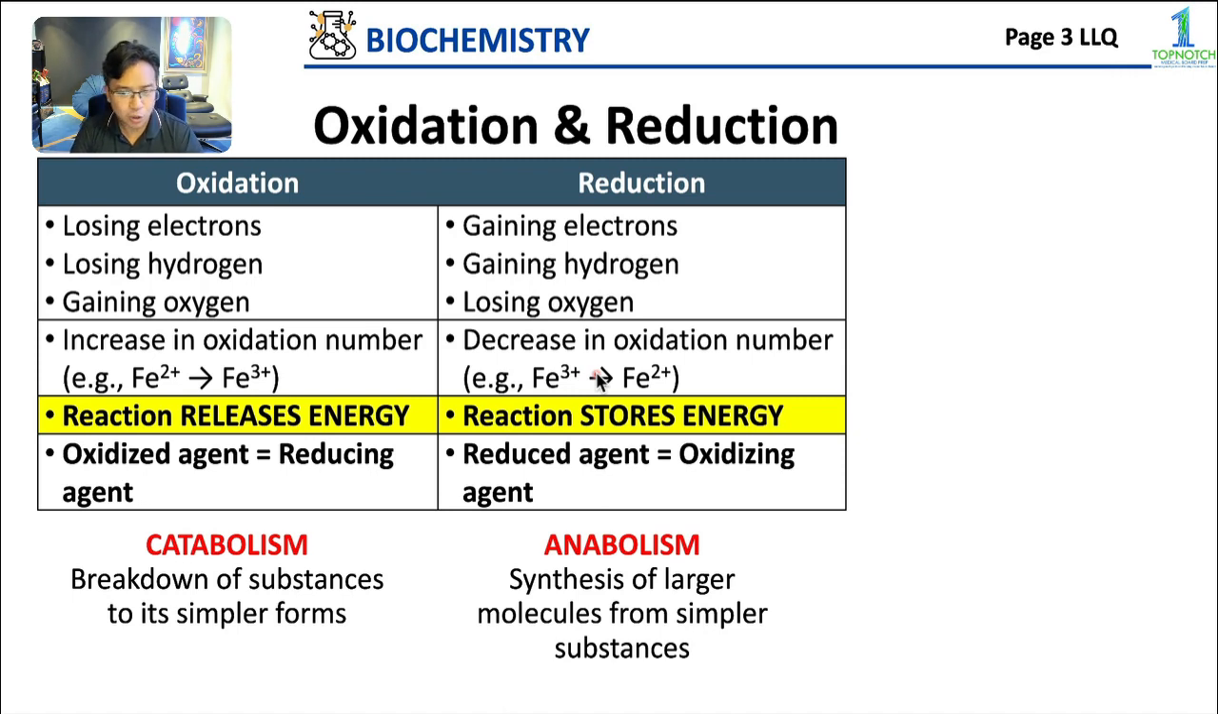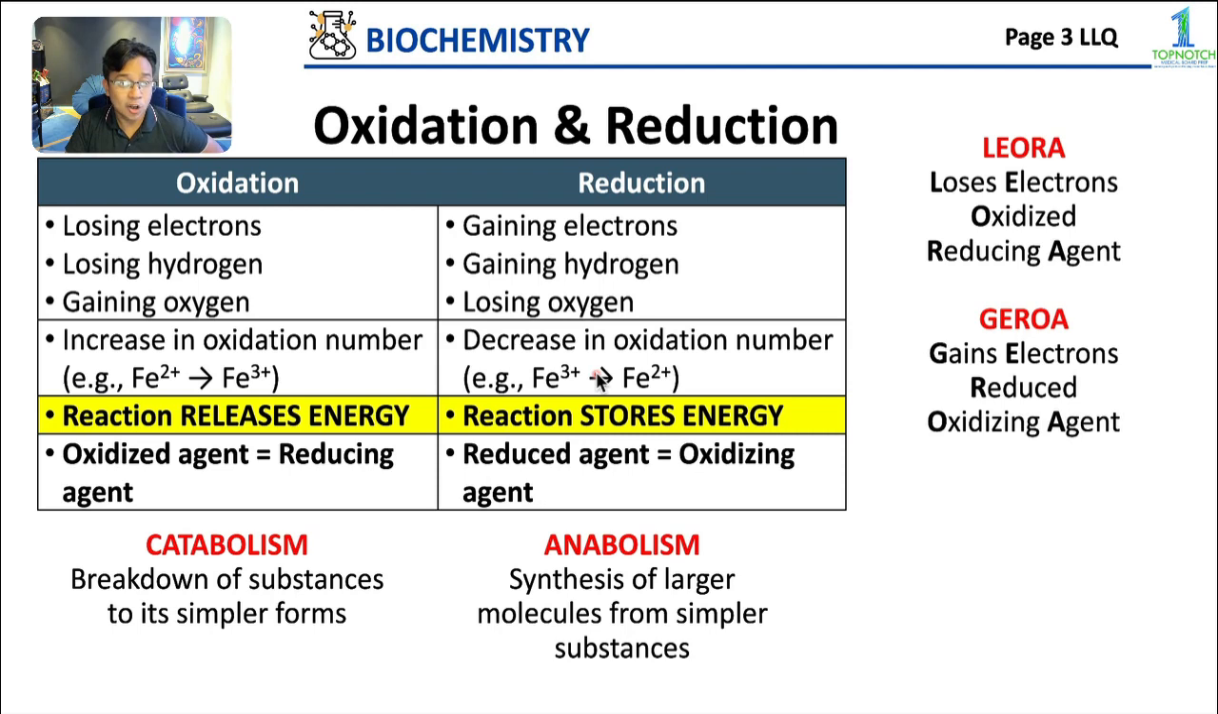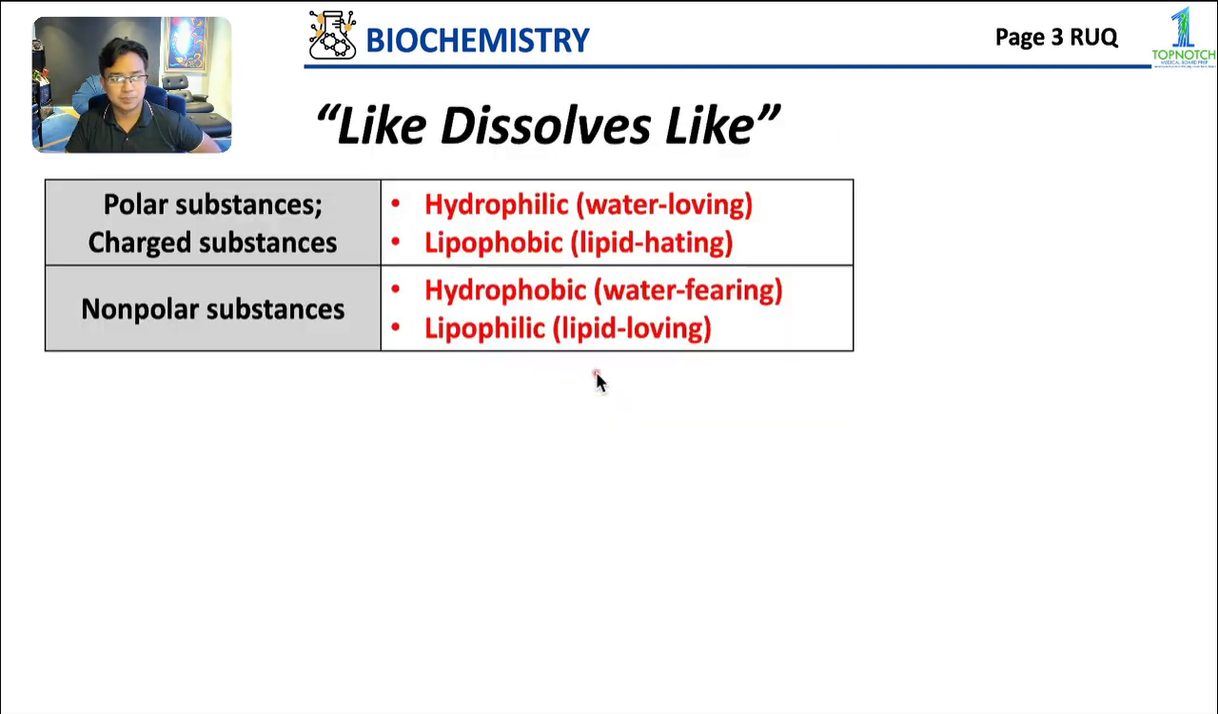So to have a quick recall, always remember the famous mnemonic, LEO and GER. LEO: lose electrons, oxidized. And you become the reducing agent of the reduction process. While in GER, you gain electrons, you become reduced. And you become the oxidizing agent of the oxidation process.